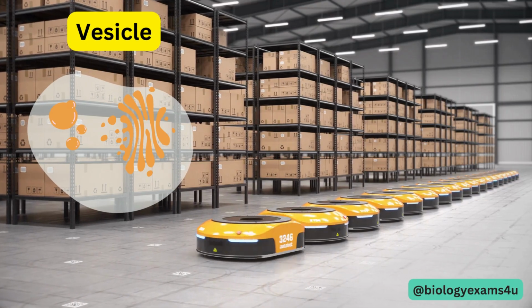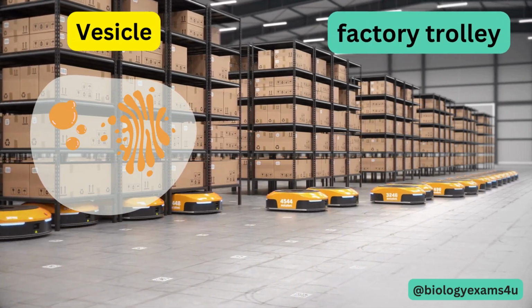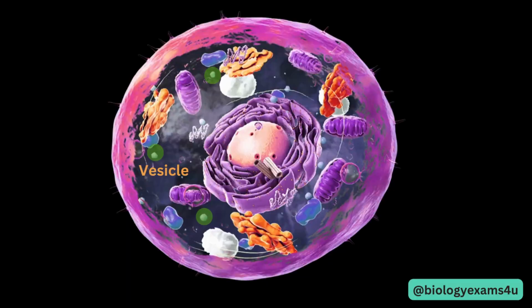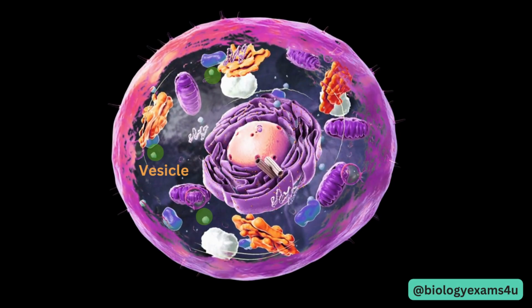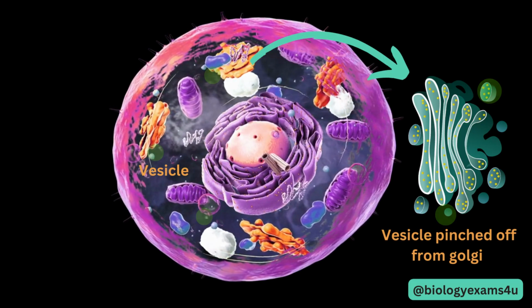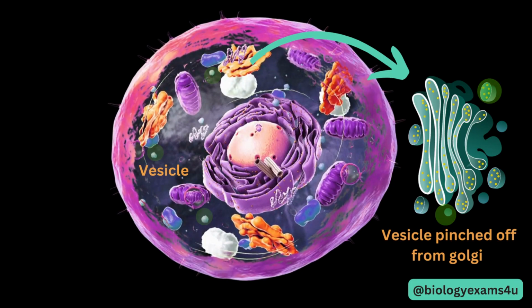A vesicle is similar to factory trolleys, which transport packaged products to various parts of a factory for shipment. Proteins are packaged in vesicles that are pinched off from the Golgi apparatus and transported to specific locations within the cell or outside of the cell.